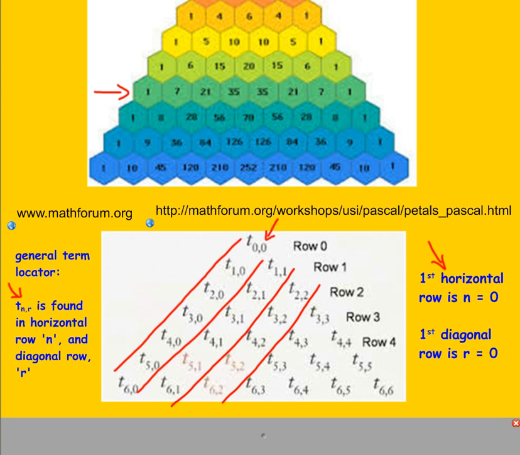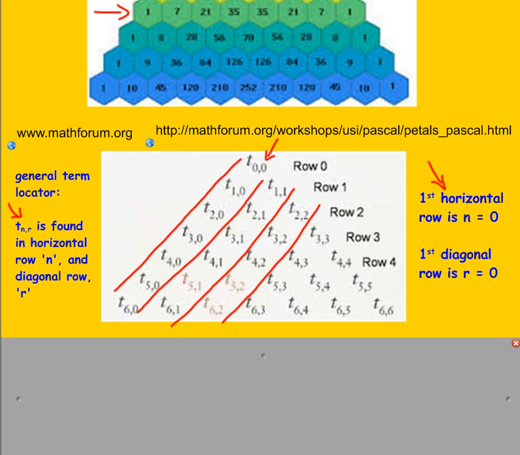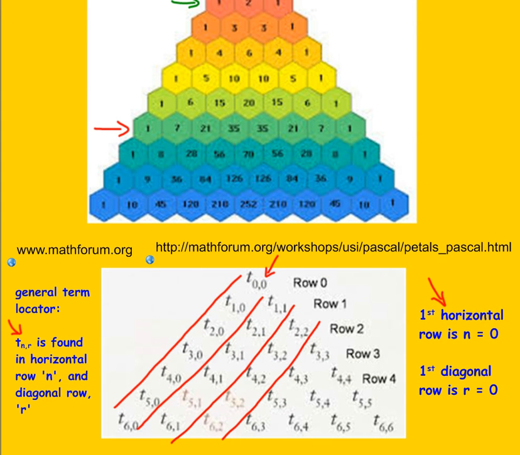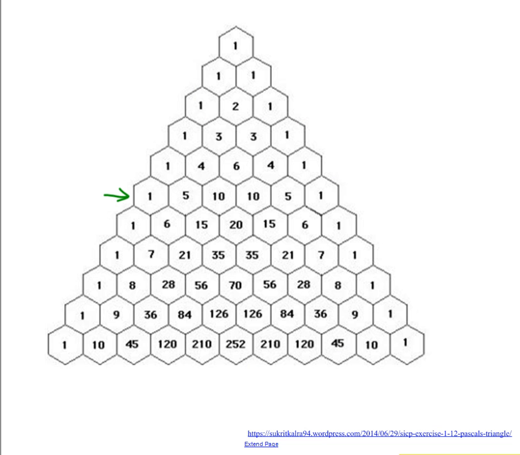Now, one of the questions, the challenge question in this lesson is for us to try to answer this. What is the recursive formula to describe the general term? It's going to take a little bit of working with some of the numbers. And if we go now to a nice fresh copy of Pascal's triangle, we can try to answer this question. What is the recursive formula to describe the general term locator? All right, well, let's start with T n,r. That is the form of the general term locator.